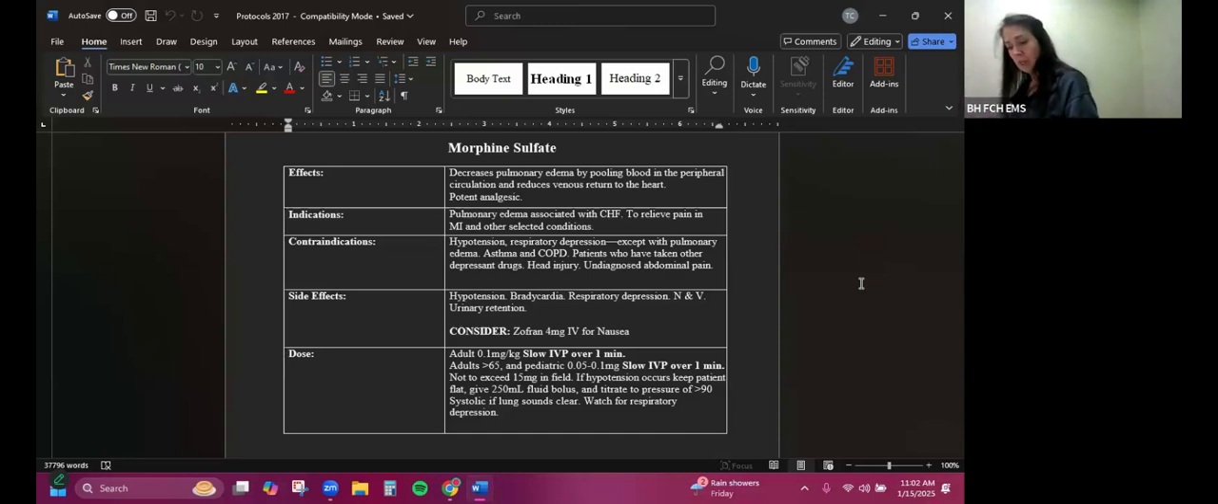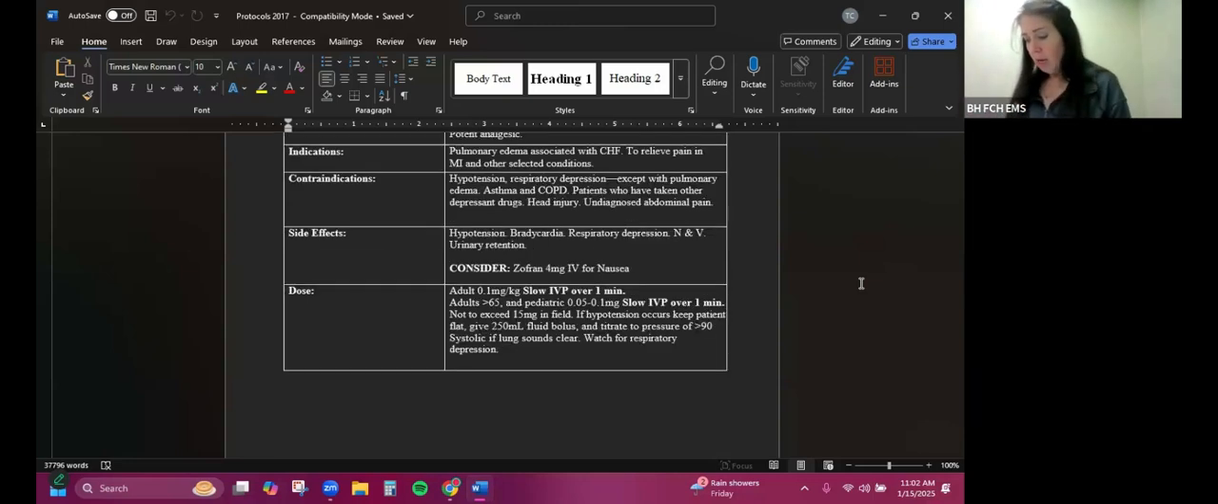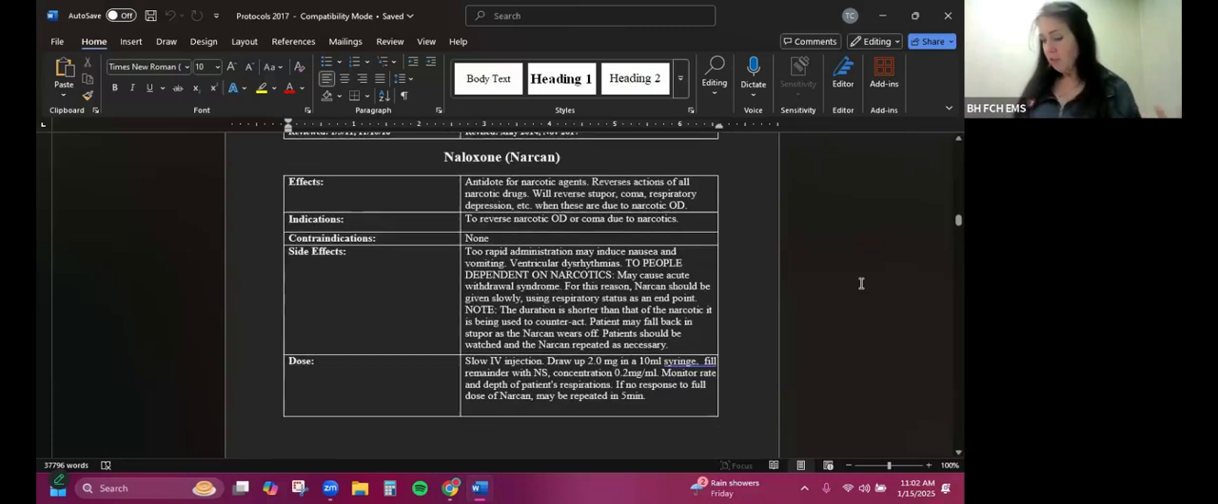Okay, we did go through morphine. Okay, we're on Narcan, which everybody's familiar with. There are different routes of Narcan. It is the antidote for narcotic agents. It reverses the actions of all narcotic drugs, and will reverse stupor, coma, and respiratory depression, etc., due to narcotic overdose.